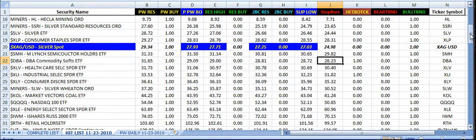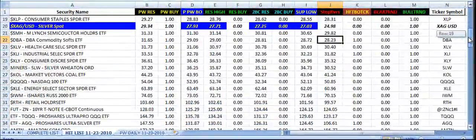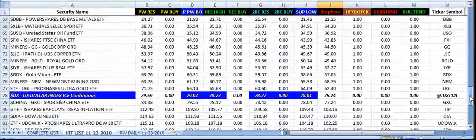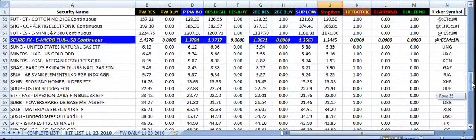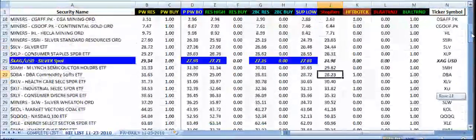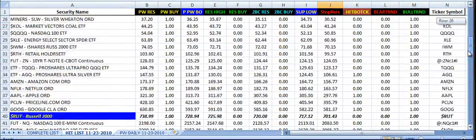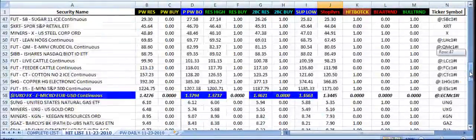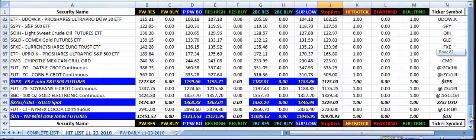The next tab is the hit list. This is the tab I use every day. The hit list has a number of securities that I follow and trade on a daily basis. The hit list is special because it entails Forex, futures and stock ETFs. And everything on this hit list has a viable options market attached to it, so I'm able to trade options in these. These are the most highly liquid and the most volatile, the most bang for your buck securities that I trade.